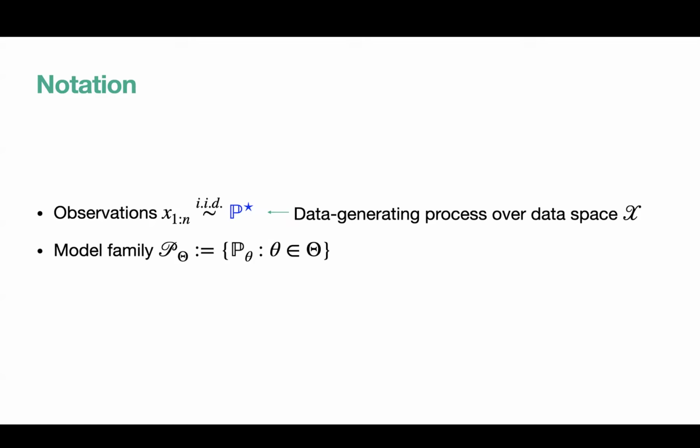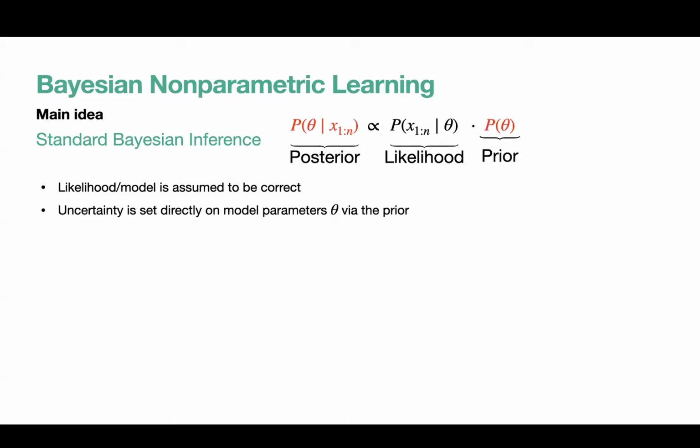First, some very quick notation. I'm going to be assuming I have IID data from the data generating process, which I denote as P star, and I have a model family that is indexed by some parameter of interest theta. I'm going to relax the first assumption later on in the talk, but for now I'm always assuming I have IID observations.